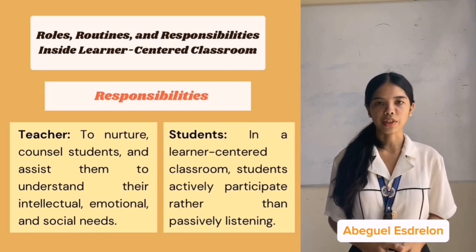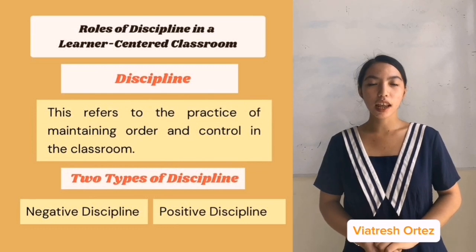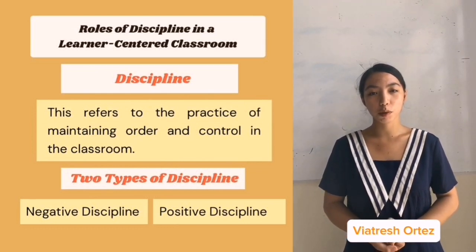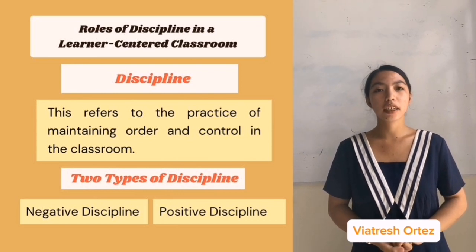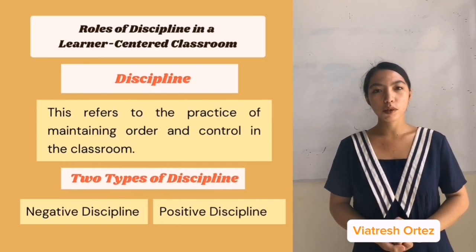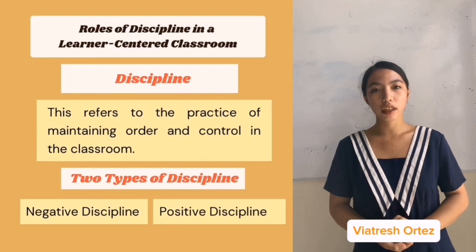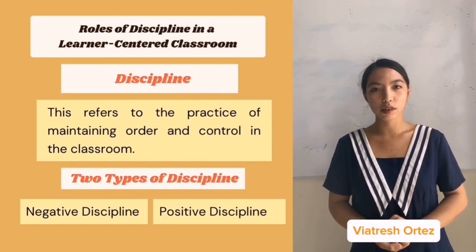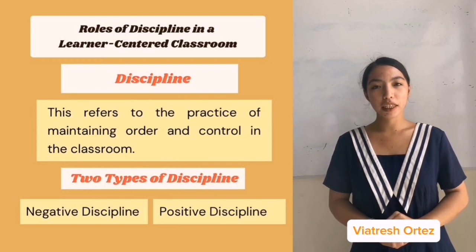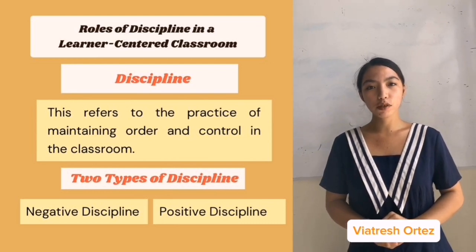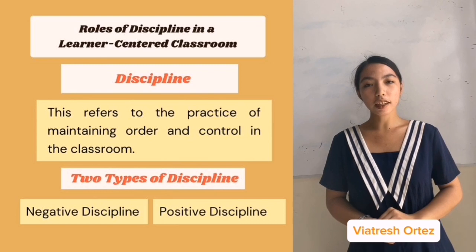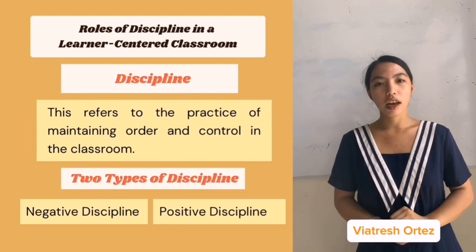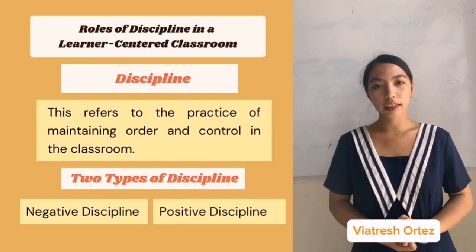encouraged and supported. So for the last subtopic under organization and management in a learner-centered classroom, we have the roles of discipline in a learner-centered classroom. So discipline refers to the training that makes people more willing to obey or more able to control themselves. And when we say discipline in education, it refers to the practice of maintaining order and control in the classroom. It involves the practices and rules and regulations inside the classroom.